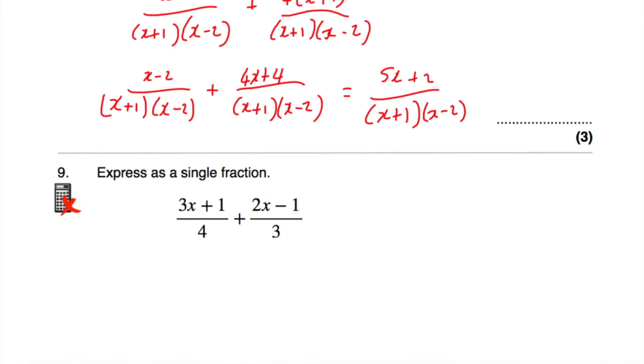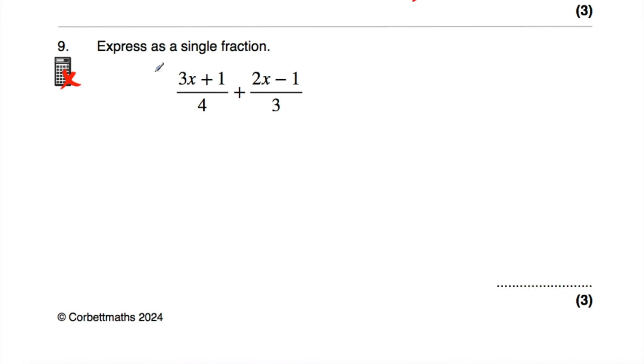Okay, let's have a look at our next question, question number 9. Question number 9 says, express as a single fraction (3x plus 1) over 4 plus (2x minus 1) over 3. Okay, so if I wanted to add together these fractions, I want to get the same denominator. And the denominators at the minute are 4 and 3, so I'm thinking 12. So it's going to be something over 12 plus something over 12.